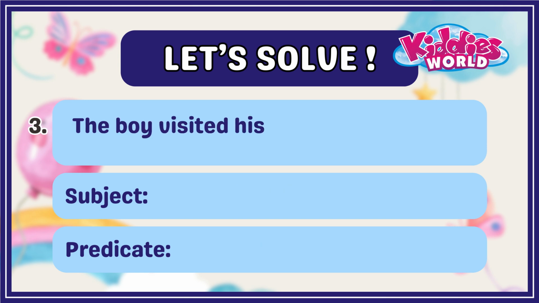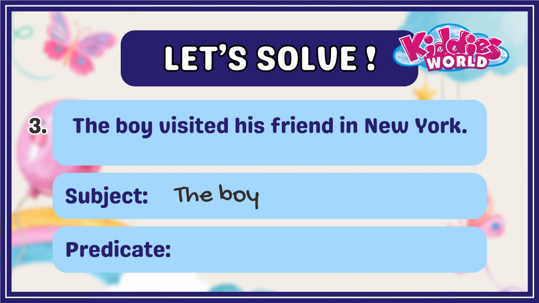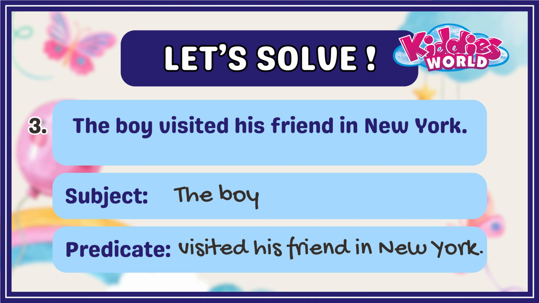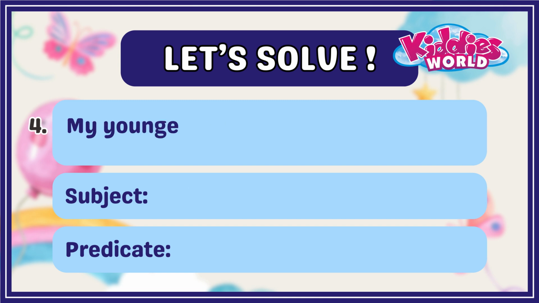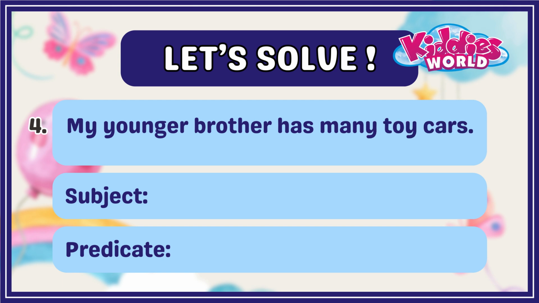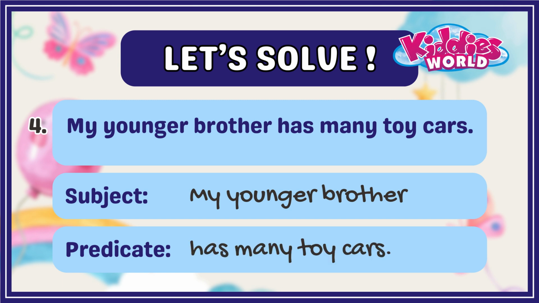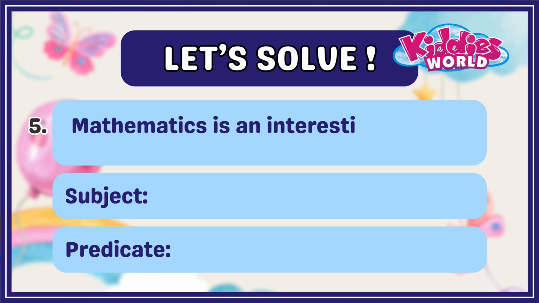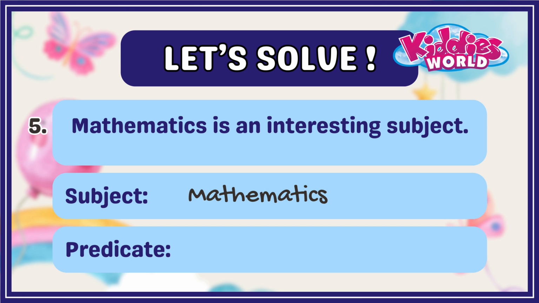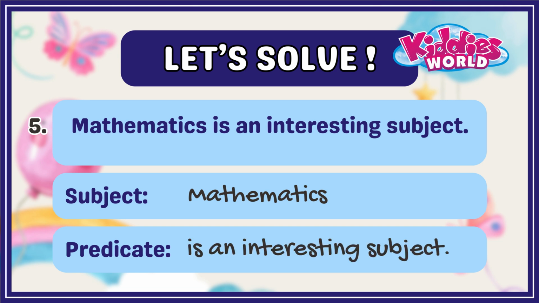The boy visited his friend in New York. Subject, the boy. Predicate, visited his friend in New York. My younger brother has many toy cars. Subject, my younger brother. Predicate, has many toy cars. Mathematics is an interesting subject. Subject, mathematics. Predicate is an interesting subject.